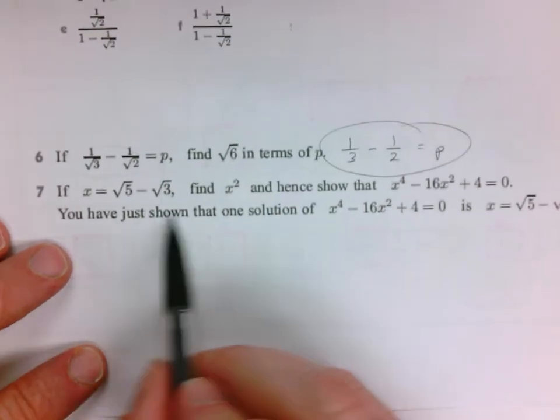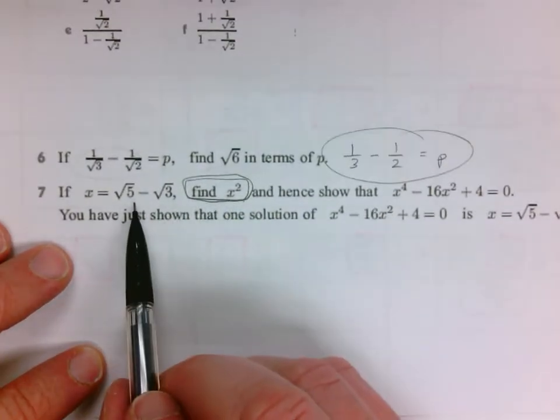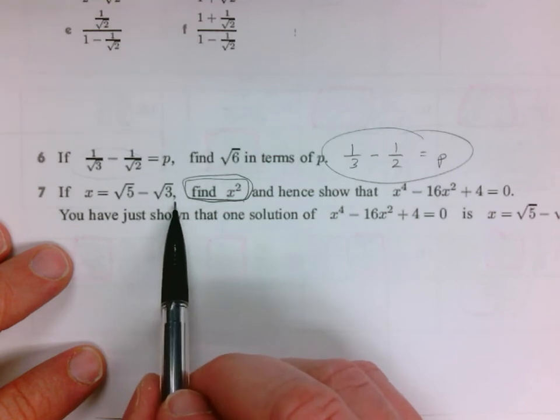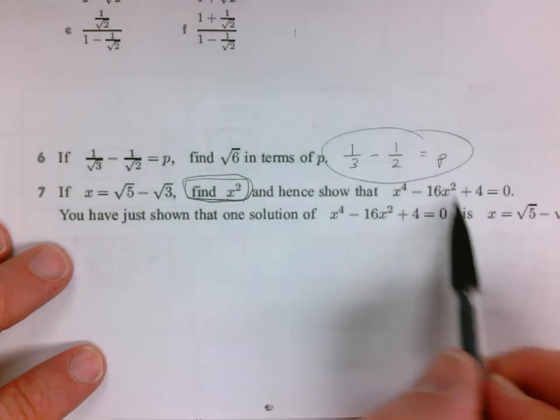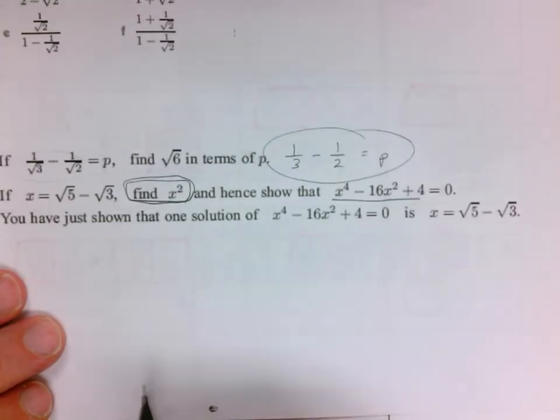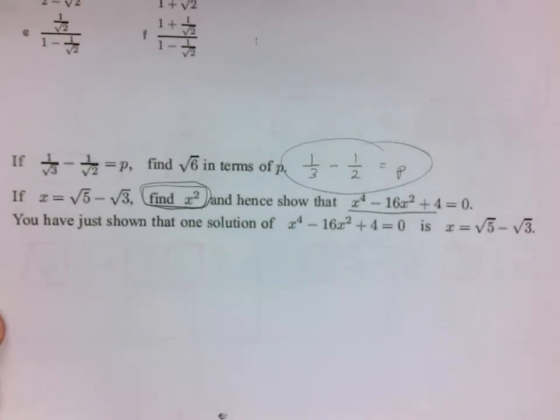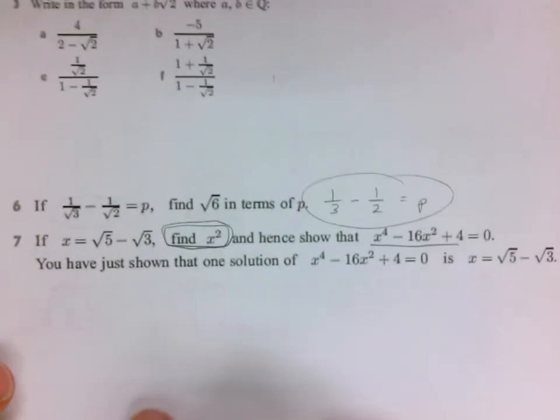And then down here it says find x squared. When you read this question, find x squared. And then it says hence show that. Show that means plug it in and verify. They're telling you that this equals 0. Can you verify it? Very common IB question. Upper level thinking. Okay, that's it.